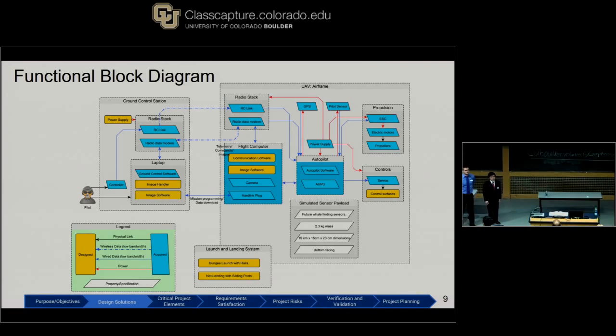The main components of this functional block diagram are the ground control station and the UAV. The ground control station consists of a radio stack and a laptop, and the UAV consists of a radio stack, flight computer, autopilot, and a simulated sensor payload. The main lines of communication between the ground control station and the UAV are a 433 megahertz channel and a 900 megahertz channel.